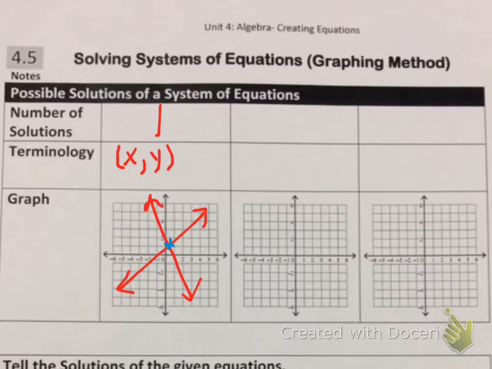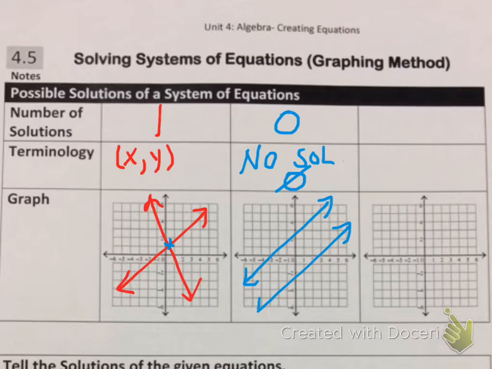The second thing that can happen is that we're going to have no solutions or zero solutions. When we say no solution, we have a math symbol that will describe that, and it's called the empty set. It's a zero with a line through it. If we have no solutions, that's when we have two lines that are parallel to each other and they will never cross or intersect. Again, that's no solutions.